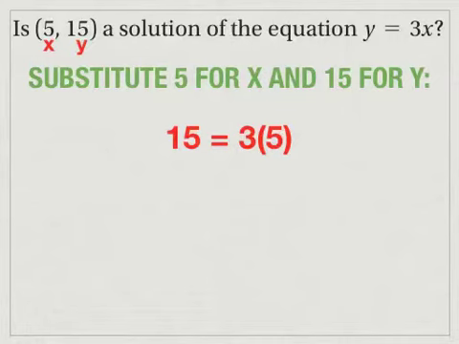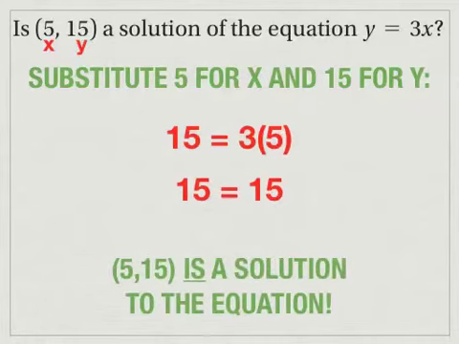So what I need to do to see if they are equal is multiply 3 times 5. When you multiply 3 times 5, you do get 15. So 15 equals 15 is a true statement. Because 15 does equal 15, and that is true, I can say that (5, 15) is a solution to the equation.